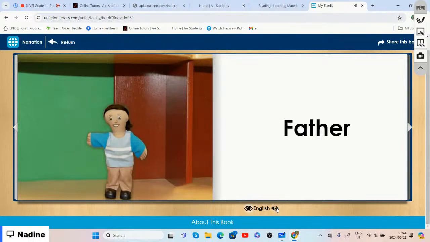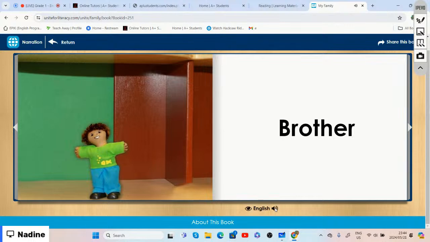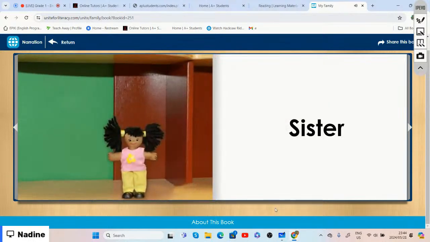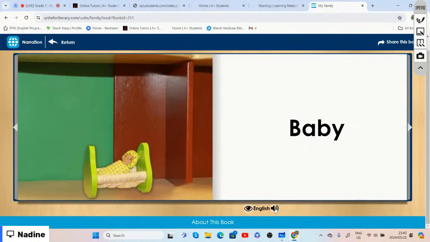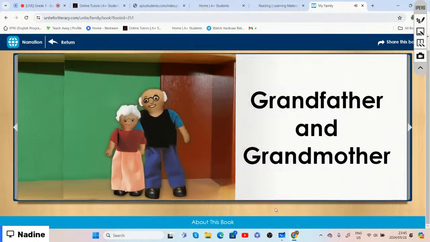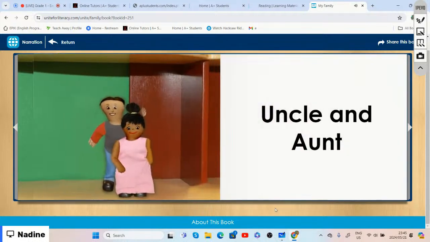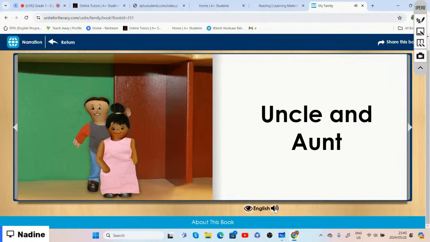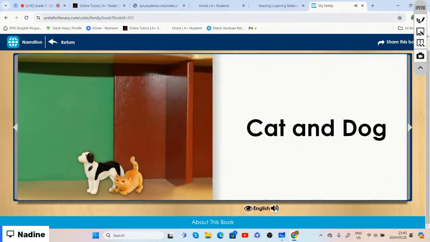Father, mother, brother, sister, baby, grandfather and grandmother, uncle and aunt, cat and dog.